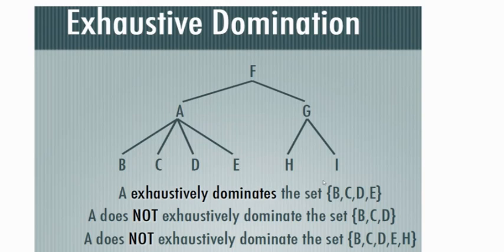But A also does not exhaustively dominate B, C, D, E, and H. H is another constituent. Okay? And remember that when we draw trees, what we are analyzing are the words that we can put together. Because under G, H and I form a constituent. Under A, B, C, D form another constituent.